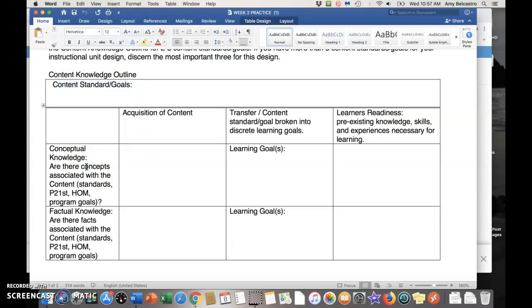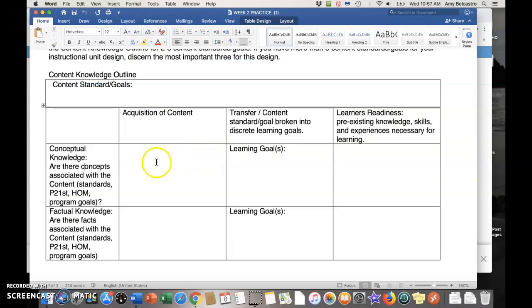Then you're going to consider that standard or goal in terms of the conceptual ideas. What do you want students really to understand about this? These are stated in I can or students will be able to statements. And again, we'll be building on this as we continue in the week.